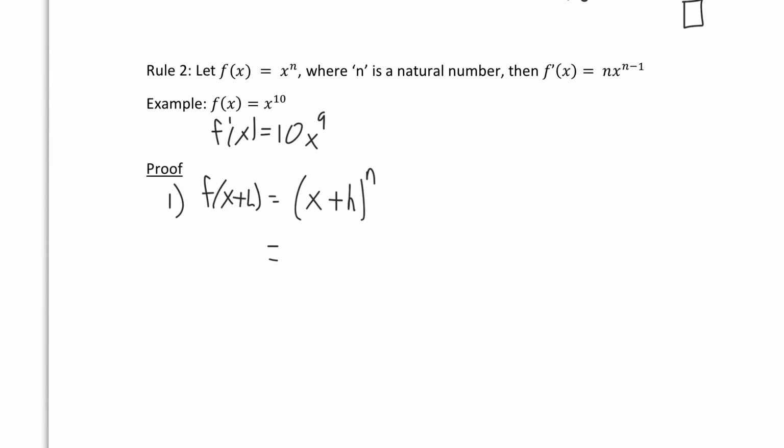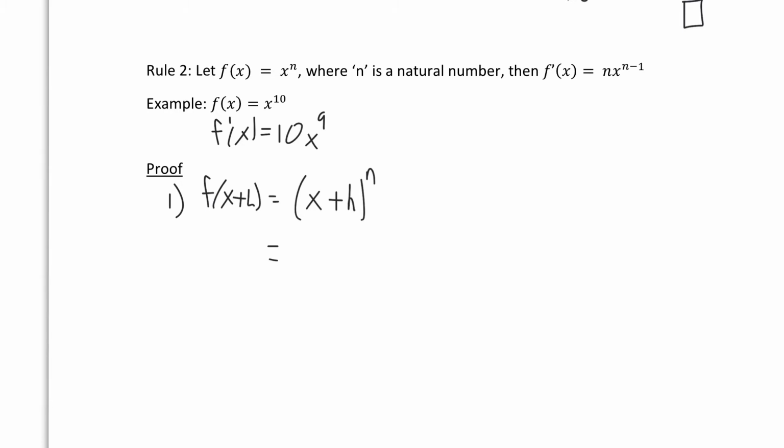So to expand this, we're going to need the binomial theorem. Some students incorrectly expand this as just x to the n plus h to the n, right? That is not correct. You can't do that. I'm just going to erase that right away because I don't want you to see that. You can't just take the n and distribute it across the addition. That only works if this is multiplication. When it's addition, you have to use the binomial theorem.